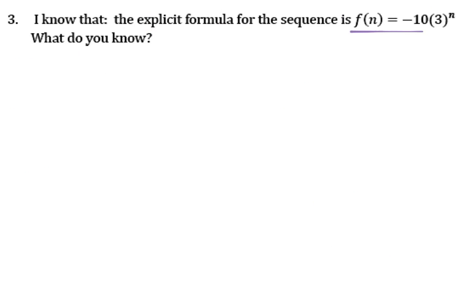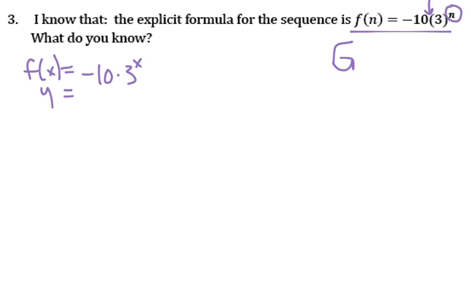So we know the explicit formula is this, which we could rewrite as f of x equals, or y equals, negative 10 times 3 to the x. Same thing. So right off the bat, we're multiplying and it's an exponent, so it's geometric. Okay, what's my constant ratio? Well, this is our growth number, that's what we multiply by, so it's positive 3.